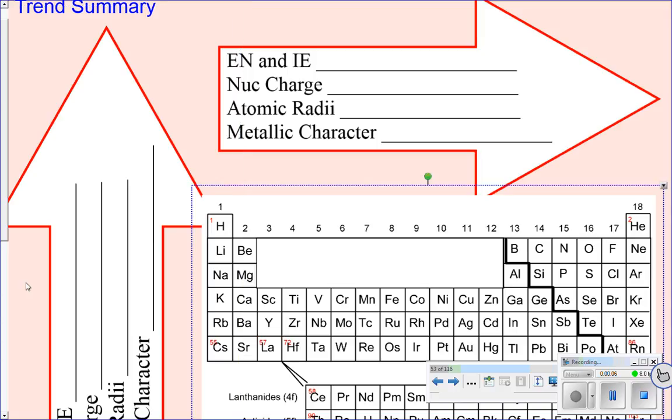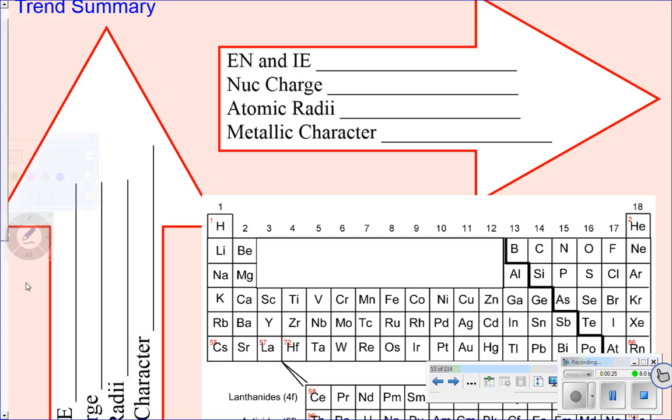Since there are a lot of trends that you need to be aware of and know, I thought it was helpful to put together a couple of little charts that will help summarize these for you. It's important to understand what you can look up in this unit versus what you actually just need to memorize, and the things that you need to be able to interpret.